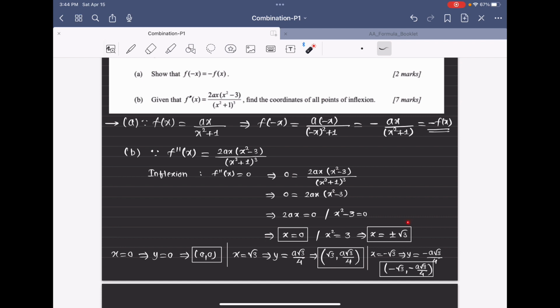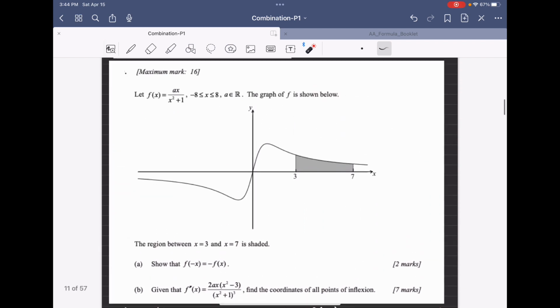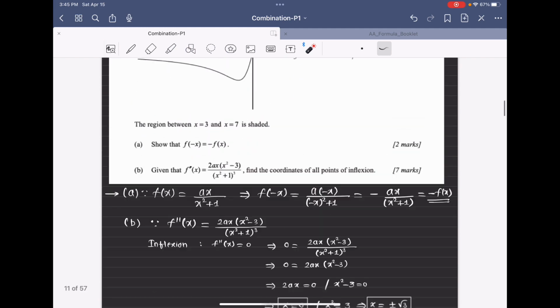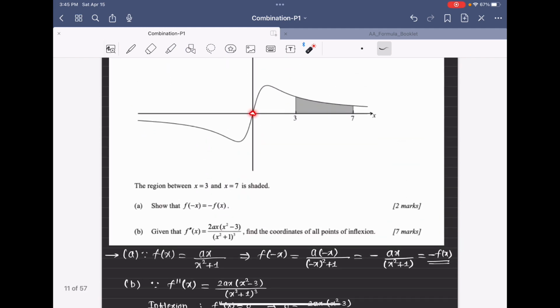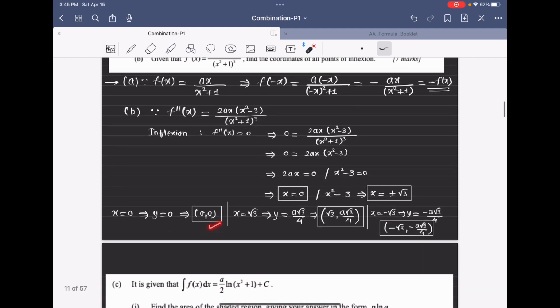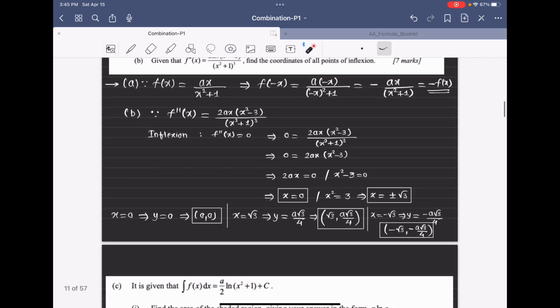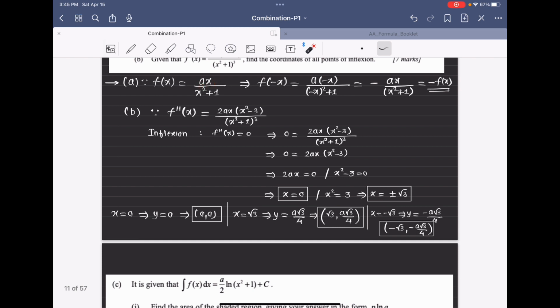So I'm taking first x is equal to 0. If I put x is equal to 0 here, a into 0 is 0 upon 0 plus 1, which is basically 0 upon 1, which is 0. So you can see that this is the point 0 comma 0. Then take plus root 3. If I put plus root 3 again here, a into root 3 over root 3 square is 3 plus 1 is 4. So a root 3 upon 4. So your second point is root 3 comma a root 3 upon 4.